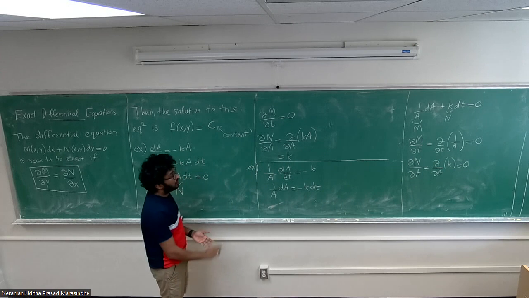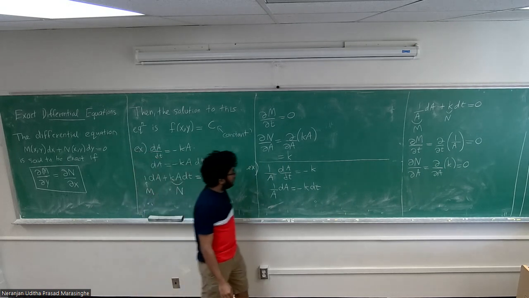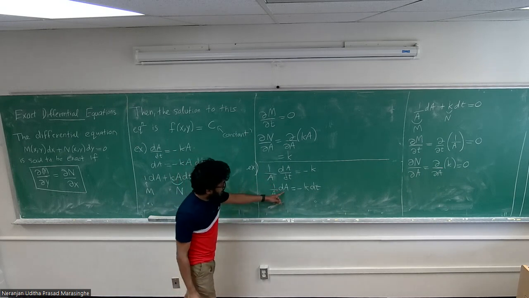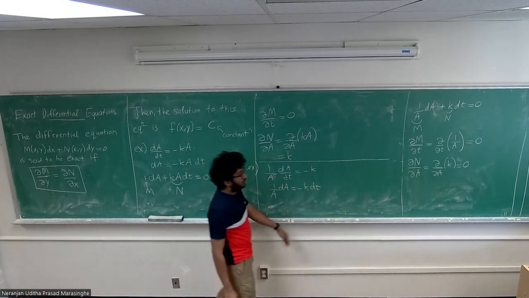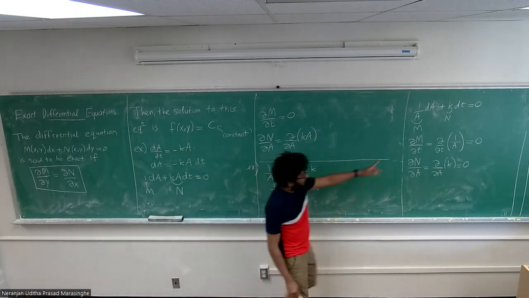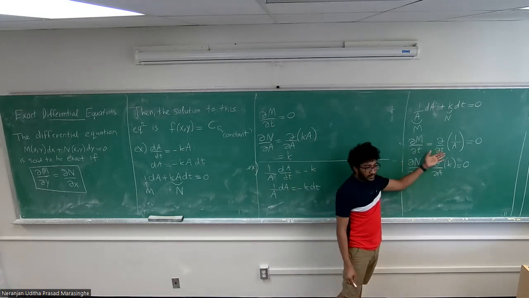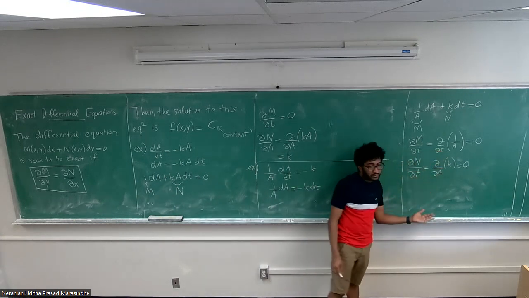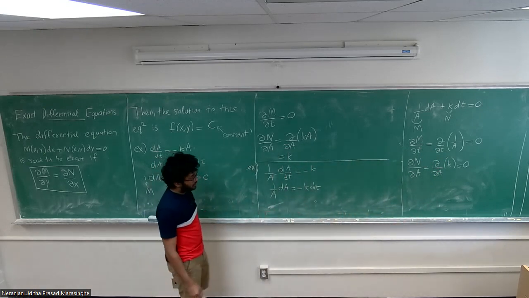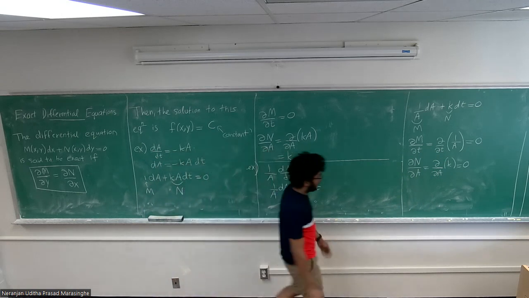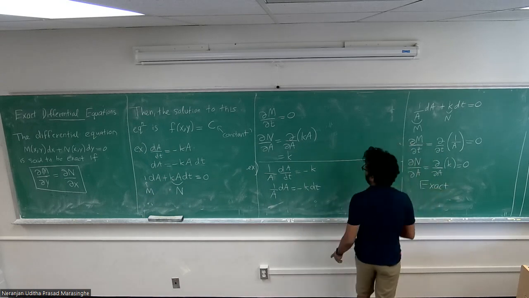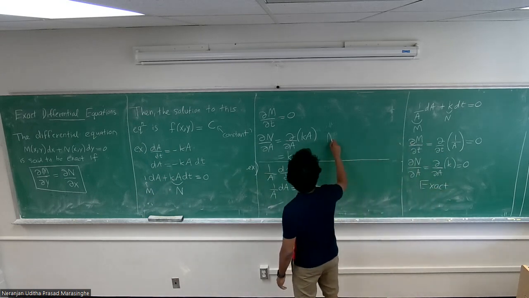Okay. Because in this case, a and t are my variables, right? So when I'm taking the partial derivative with respect to t, I would consider a as a constant, and when I'm taking the partial derivative with respect to a, I would consider t as a constant, right? Okay, now this is exact.